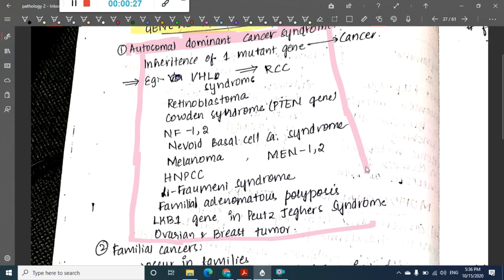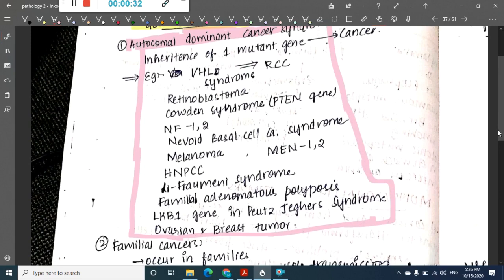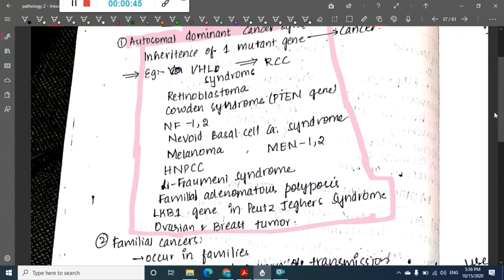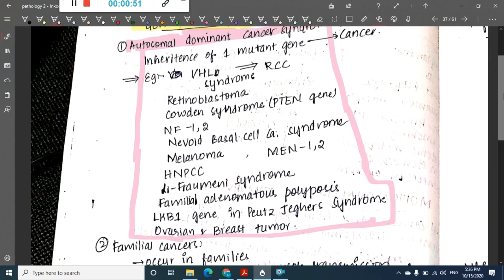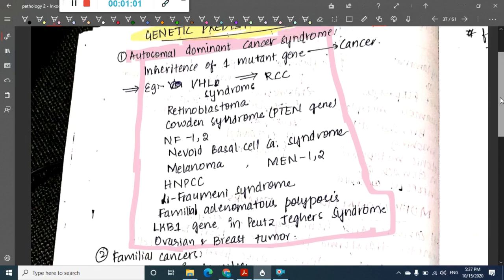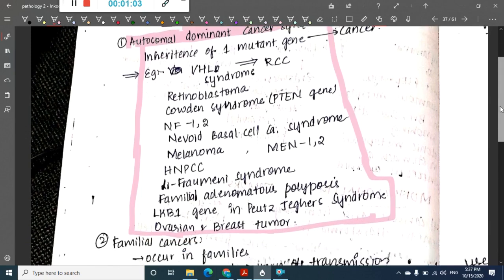So these include von Hippel-Lindau syndrome, which includes renal cell carcinoma, retinoblastoma, Cowden syndrome, that is PTEN gene, NF1 and 2 genes. Then we have nevoid basal cell carcinoma syndrome, melanoma, MEN1 and 2, HNPCC, hereditary non-polyposis colonic cancer syndrome, Li-Fraumeni syndrome, familial adenomatous polyposis, LKB1 gene in Peutz-Jeghers syndrome, ovarian and breast tumor. So all these are associated with autosomal dominant cancer syndrome.